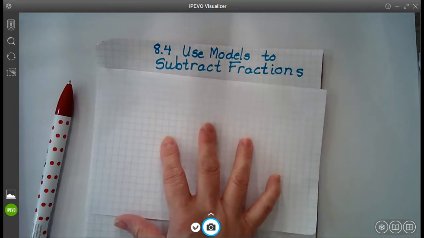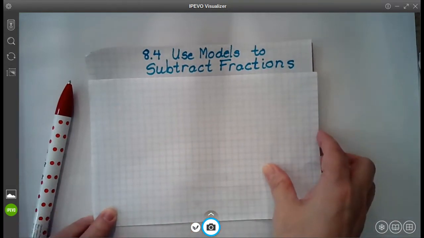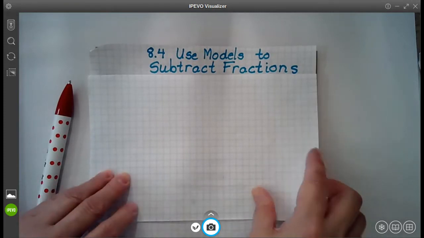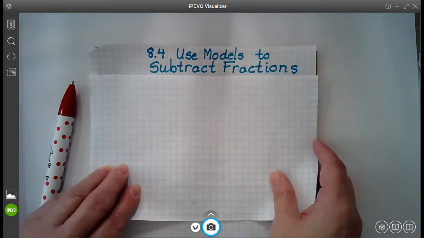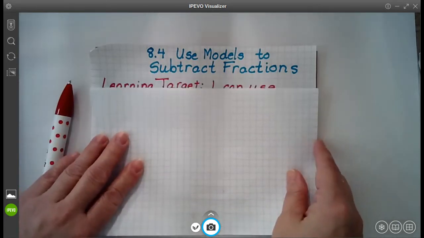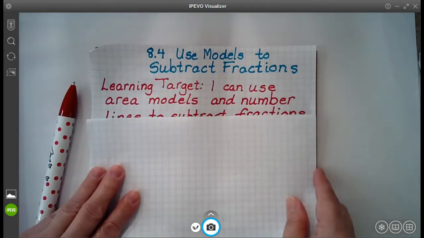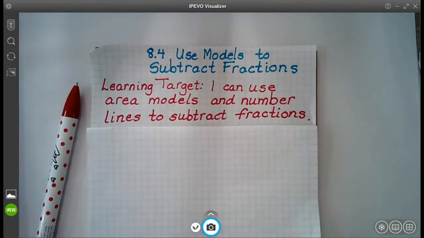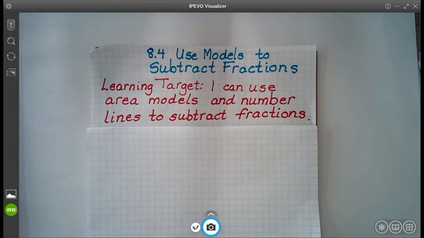So we're going to continue our work with fractions. Yesterday, we were working on adding fractions with like denominators. Today, we're going to start subtracting fractions, again with like denominators. Let me move this down so we can look at our learning target for today. Learning target: I can use area models and number lines to subtract fractions.